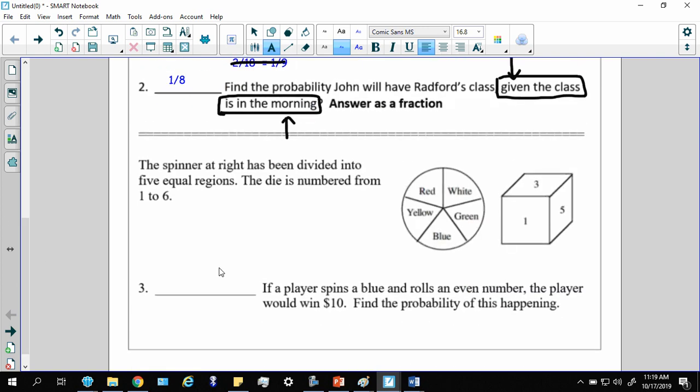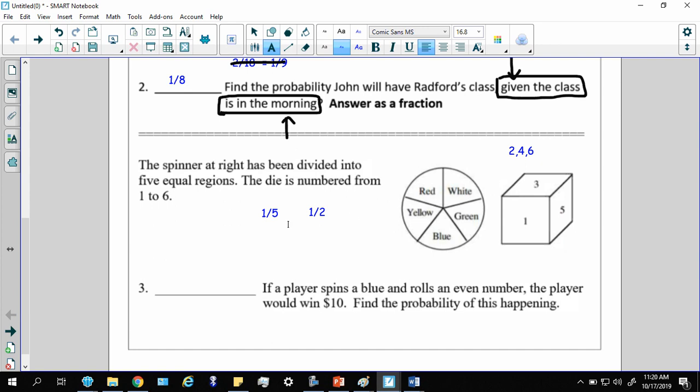All right, so this question right here, if the spinner on the right has been divided into 5 equal parts, okay. So if a player spins a blue and rolls an even number, all right, so the probability of spinning a blue, most folks will get, is going to be 1 out of 5. We get that. All right, 1 out of 5. Oh, I'm sorry, if it rolls an even number, now if you remember, an even number on the die is a 2, a 4, or a 6. Okay, so that would mean the probability of that happening would be 1/2. A lot of folks got that, but they had no idea what to do with these two fractions.